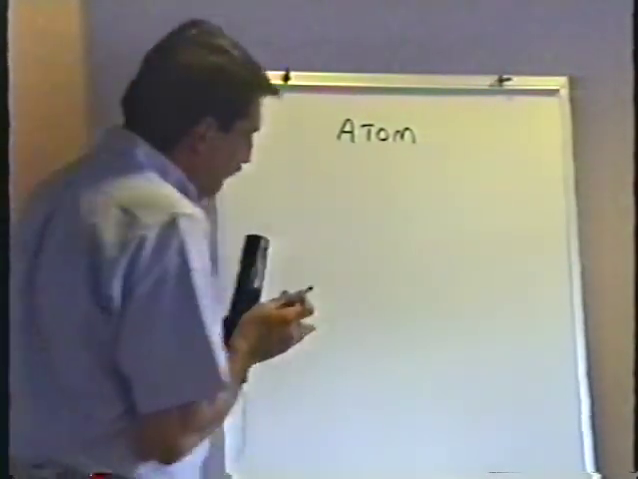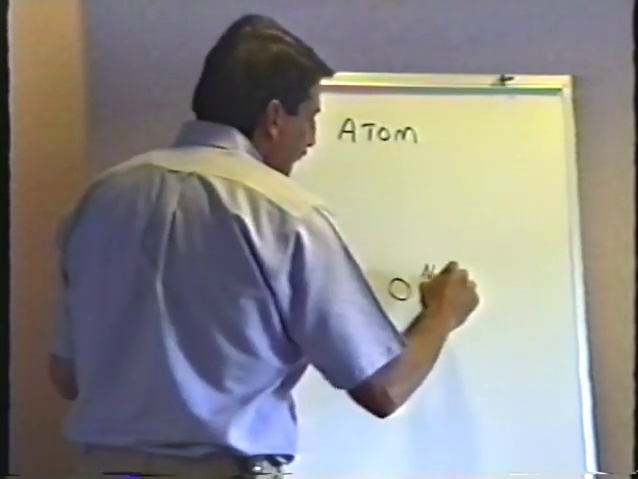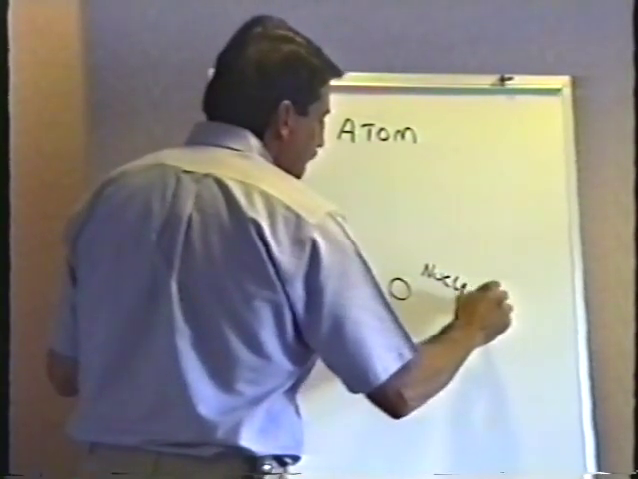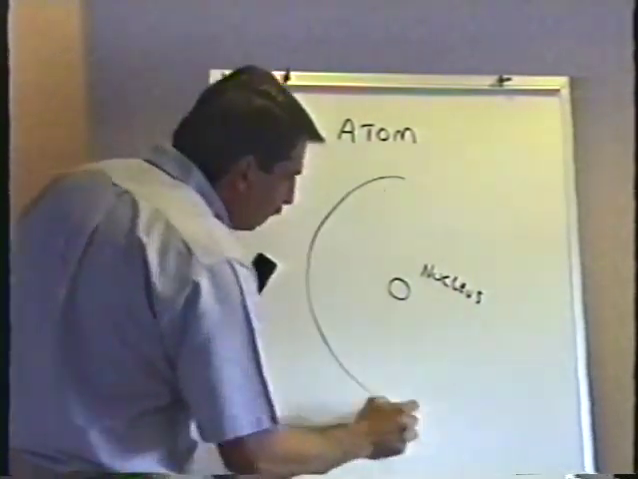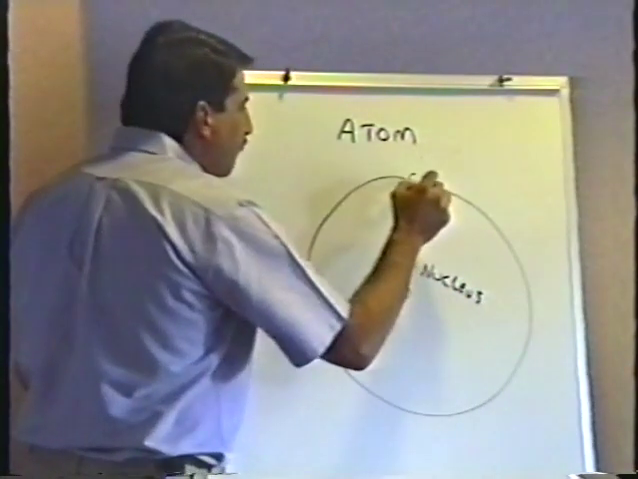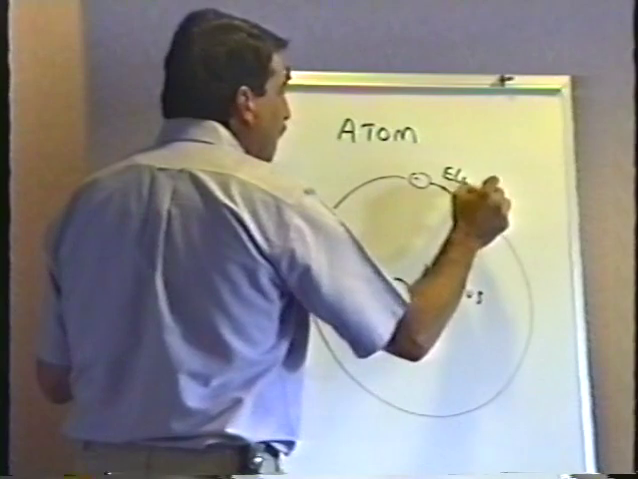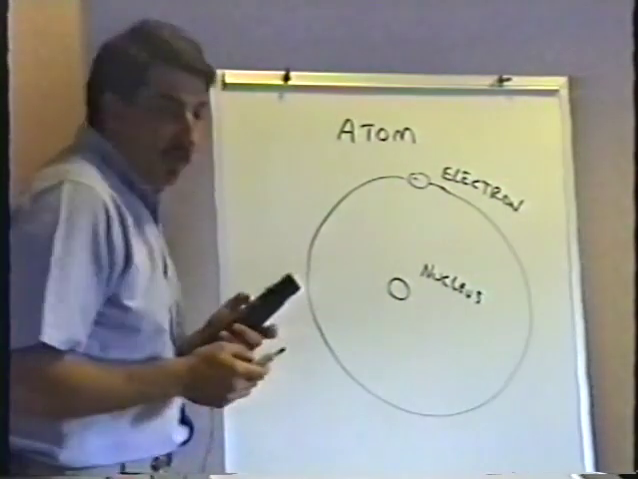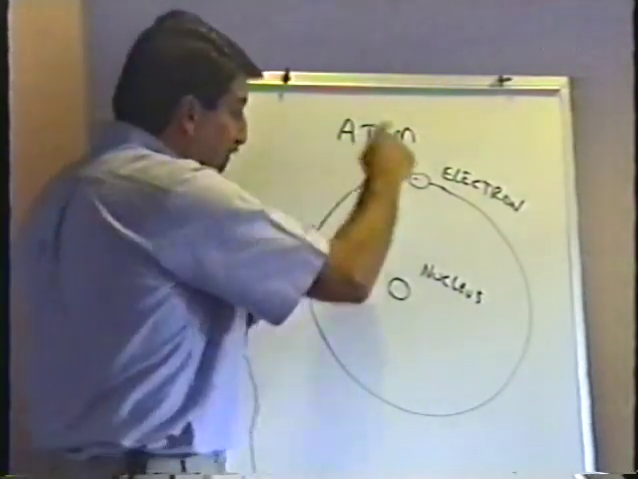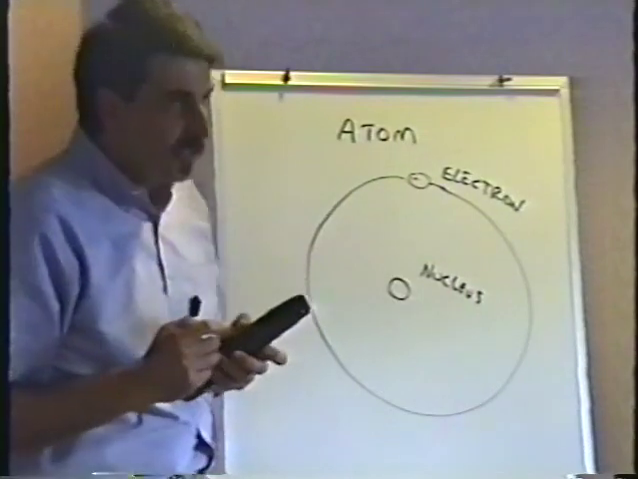In the center of the atom, there's something called the nucleus, N-U-C-L-E-U-S, the nucleus. And then in orbit around the atom, there's this teeny weeny little subatomic particle called an electron. The electron is like a planet that's in orbit around the sun, basically. But the orbit's a little bit different.